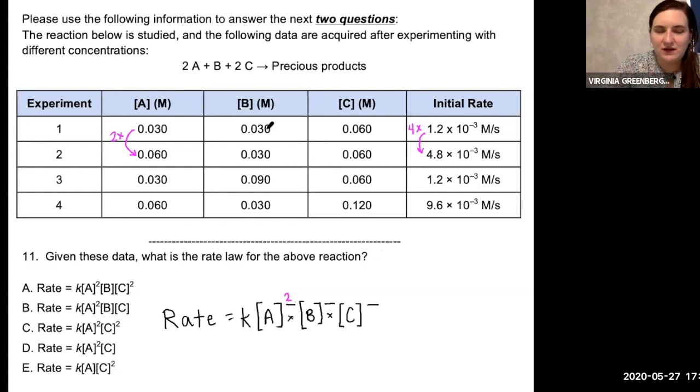And usually for Chem 112 purposes, if how you change the concentration doesn't match how the rate changes, it's probably second order. Okay, so now we want to forget about A and focus on B and pick two reactions to compare where only B changes. And that's going to be between reaction 1 and 3. So we can see A stays the same, B triples, and C stays the same.